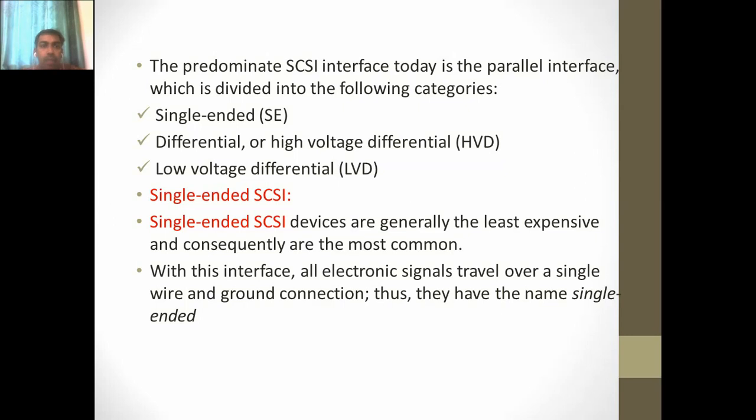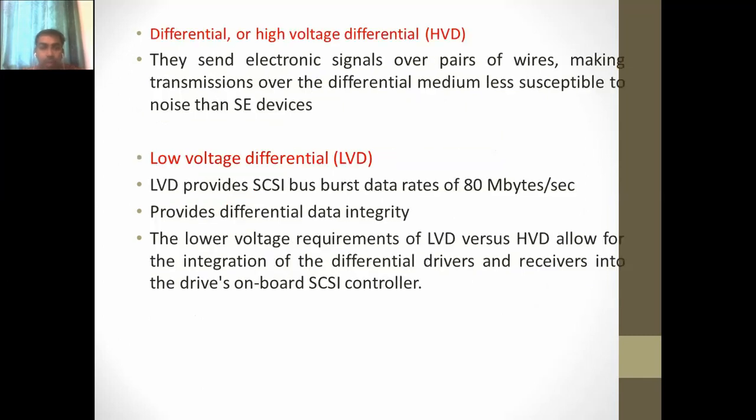First is the single-ended SCSI. These are generally the least expensive, and consequently they are the most commonly used. When they use this, all the electronic signals travel through the wire and the ground connection, and that's why the name is single-ended. So that's the main aspect of single-ended SCSI.